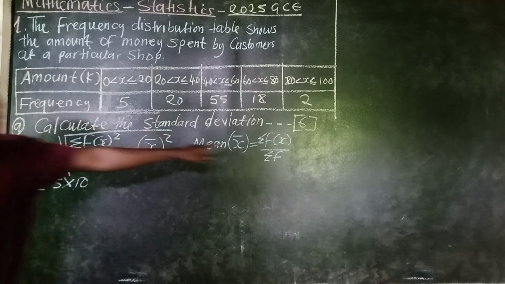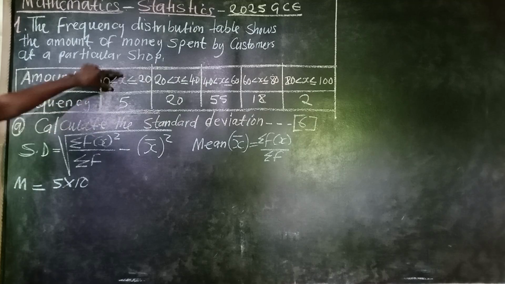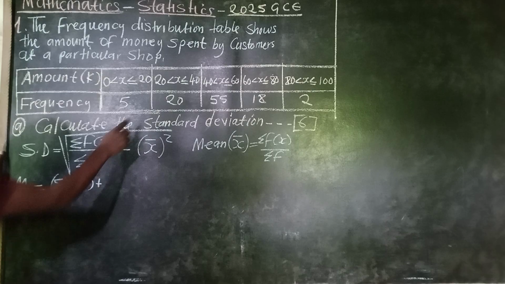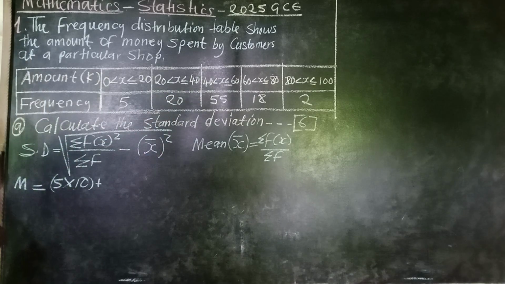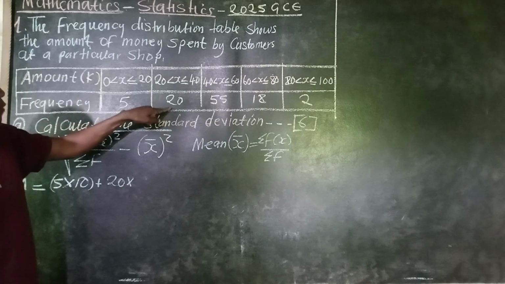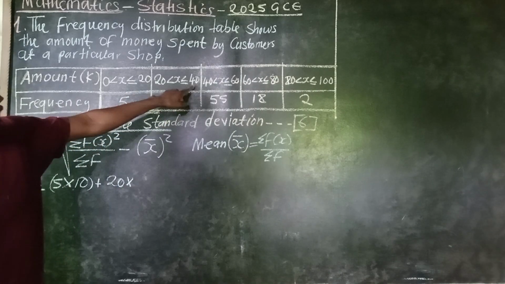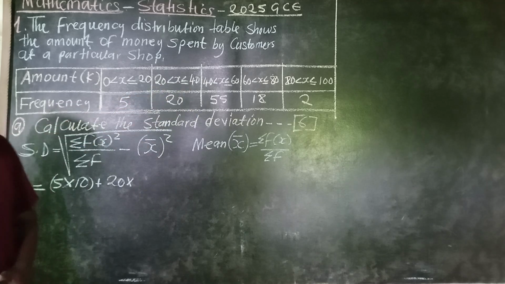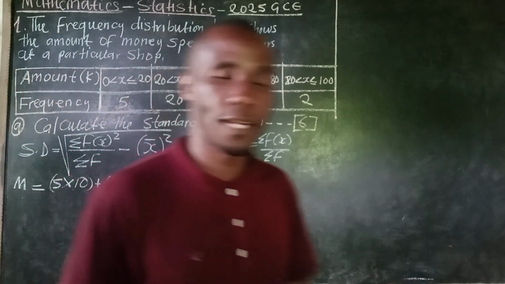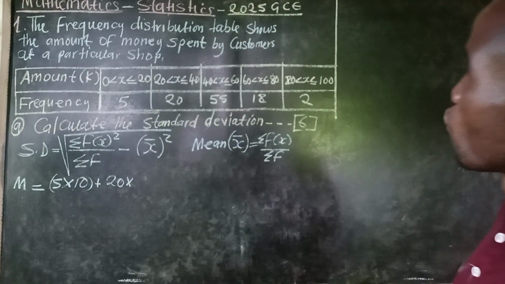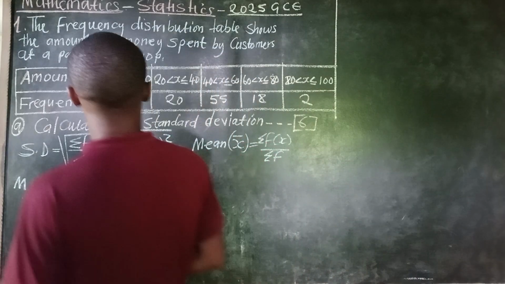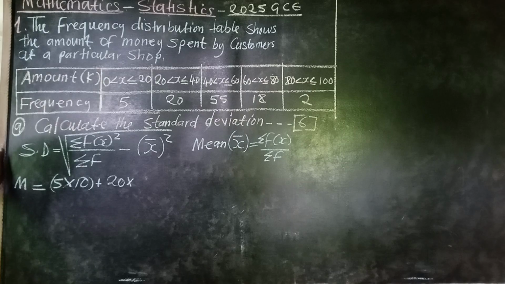So you are multiplying frequency times midpoint. So 5 times 10. Then you say plus, because we still have more. There are a lot there. Then plus, you also have 20, which is frequency, times what? The midpoint here. When you add this, what are you going to have? 20 plus 40, the answer is going to be 60. Then 60 divided by 2, what is the answer?